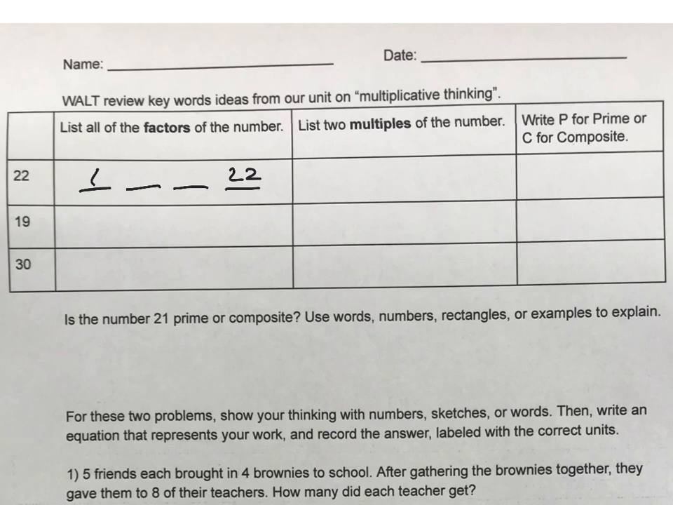Multiples are what you get when you multiply the number. So 22 times 1 is 22. 22 is a multiple. 44 would be a multiple. 66 is 22 times 3. You can just keep going. 220 would be a multiple.